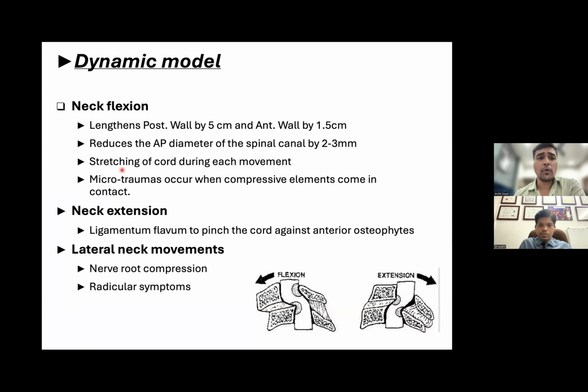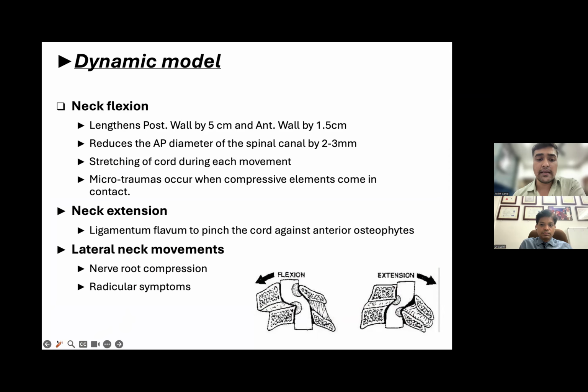Now the dynamic model, so we can have neck flexion. Neck flexion causes lengthening of the posterior wall more than the lengthening of the anterior wall with reduction in the AP diameter, which results in stretching of the cord and the other neural structures like the nerve over the anterior structures. Similarly, neck extension will result in pinching of the neural structure against the ligamentum flavum.